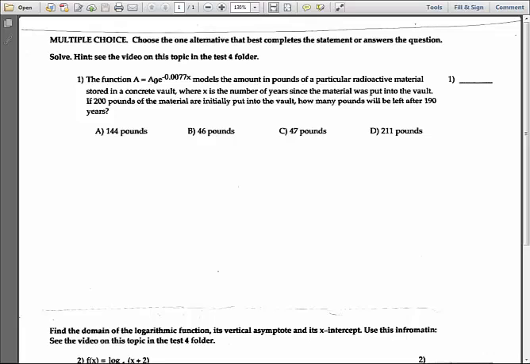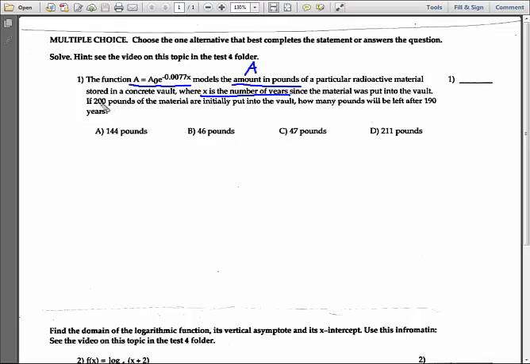Let's go ahead and take a look at this word problem. The function A = A sub 0 times e to the power negative 0.0077x models the amount in pounds, A, of a particular radioactive material stored in a concrete vault, and x is the number of years since the material was put into the vault.